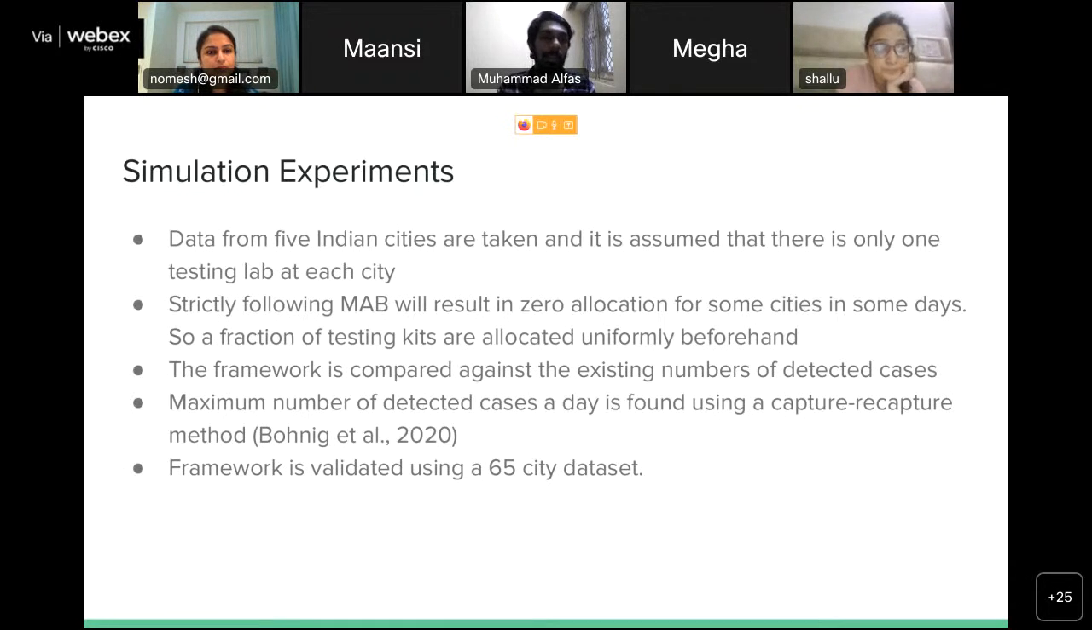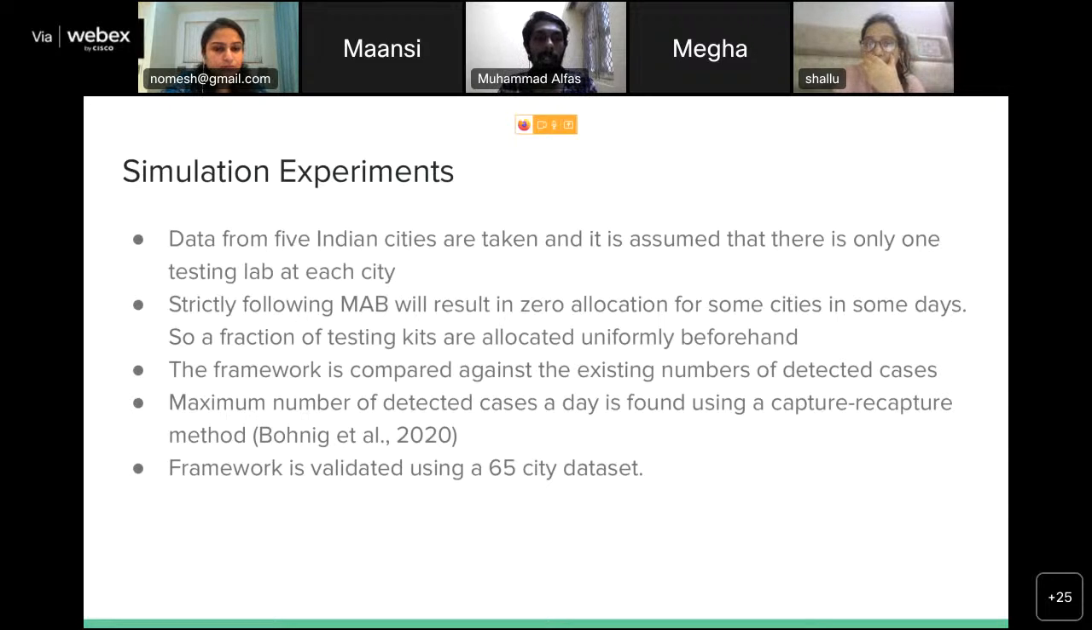As I said earlier, if we strictly follow MAB, it will result in a 0 allocation. So we take a fraction of tests and allocate that uniformly beforehand. The results from the framework are compared against existing numbers. The actual numbers of detections and tests are taken, and we compare the output of this method against the actual numbers. But we cannot say that as we increase testing, we can detect infected people without limit. There should be an upper limit to the number of infected people at a time.